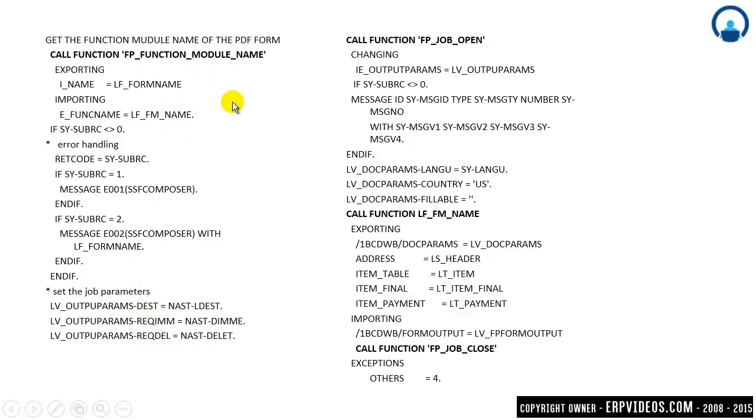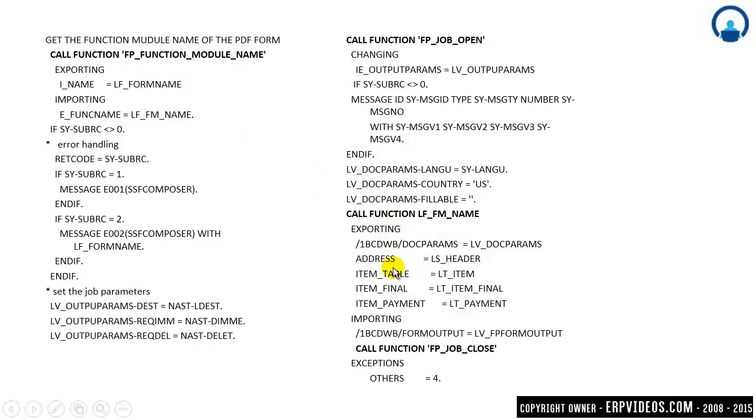Now after this function module, next we'll have to call the FP_JOB_OPEN function module for opening that particular PDF form. Here we have provided the changing parameters. These are the output parameters which were already provided by the system. After this we'll have to call the function module using the variable holding the function module name. This particular name is the one which has been provided under the importing parameter. So we will use that and call that function module.